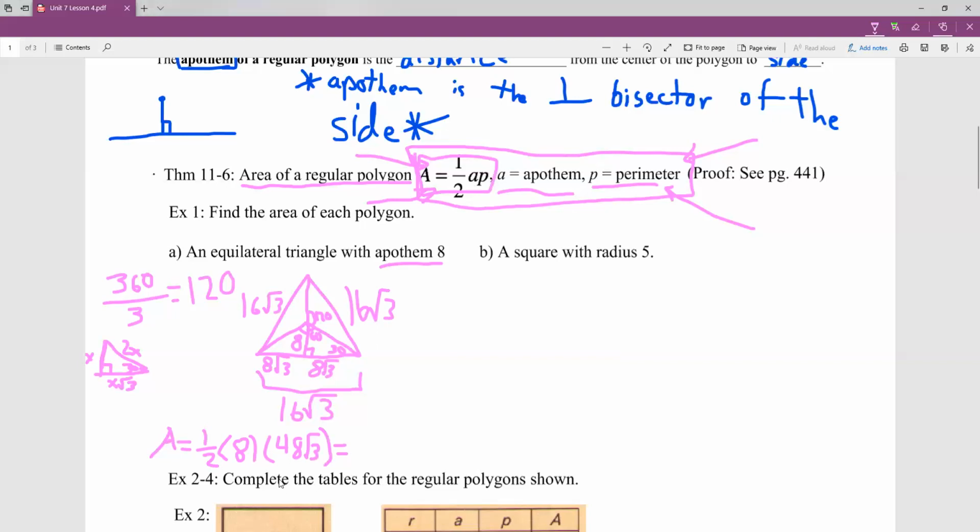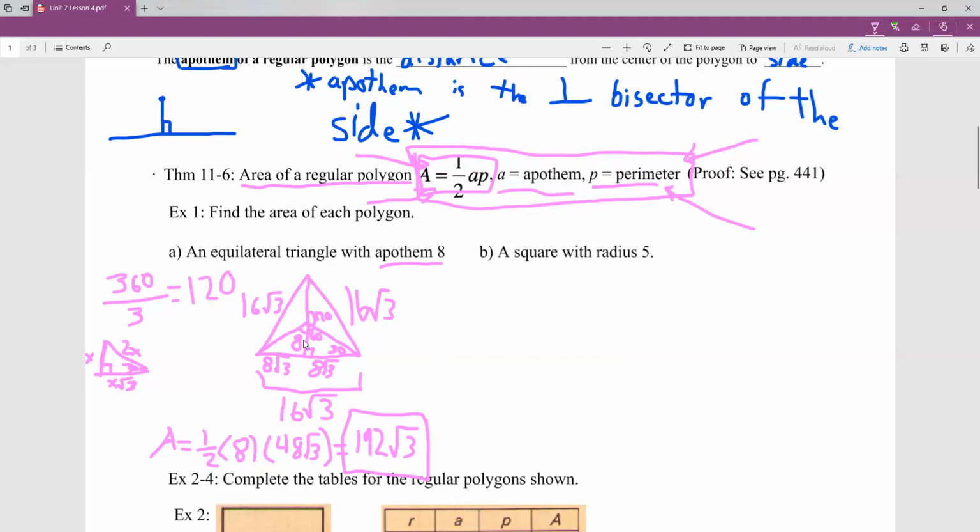Cool. Let's simplify it. 1/2 times 8 is 4. 4 times 48 is 192. So it's going to be 192 root 3. All right. So that's our answer. That's the area of an equilateral triangle that has an apothem of 8.